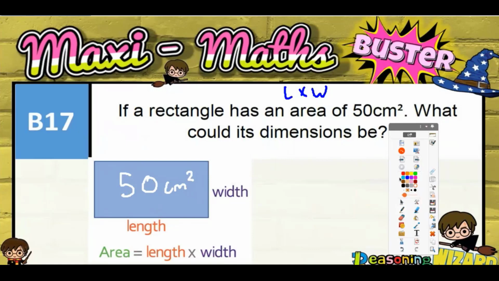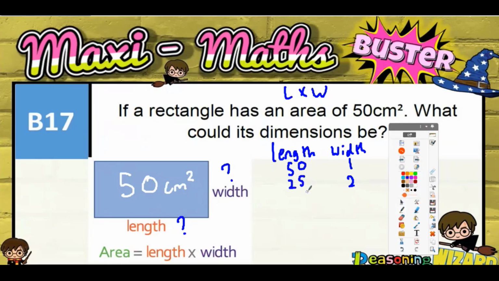I'm going to write a question mark for the width and a question mark for the length. So it's just numbers that times together to make 50. So we could do it in a little table. So we can have 1 times 50 or 50 times 1. We could have 2 times 25.